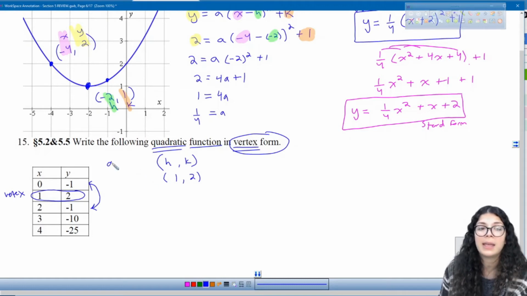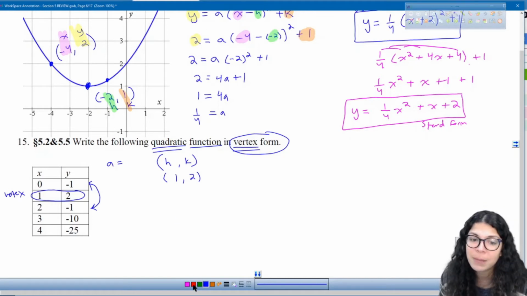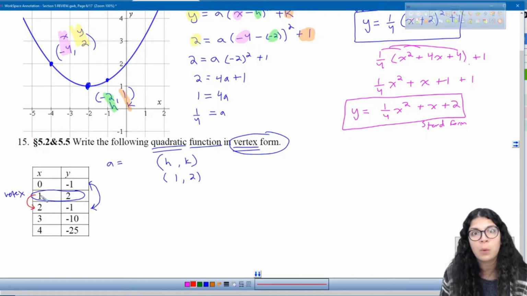So all I need now is the a value. Now remember, the a value, we can either solve by plugging in. I have a bunch of x and y values here, so you can plug in a random x and y value and then solve for a. But do you see that we have a point directly 1 unit to the right? What's to the right of 1? 1 unit. 2. So we have a point directly 1 unit to the right. So we could actually just use the slope of 1 unit to the right. So 1 unit to the right, the slope here we went down 3. So the a value is actually negative 3.